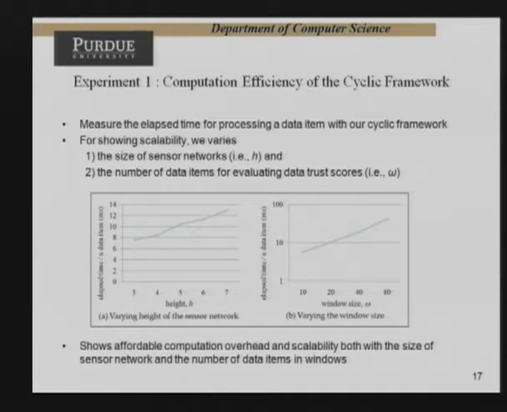This experiment result shows the computation efficiency of our cyclic framework. The first graph shows the scale in the sensor network, and the second one is the result when we vary the window size. It means the size of the history data we consider in the framework. And then we can see that this result shows that the computation overhead is affordable, and has some scalability in both the size of the sensor networks and the size of the history data.